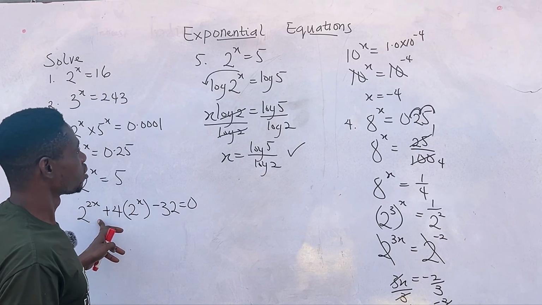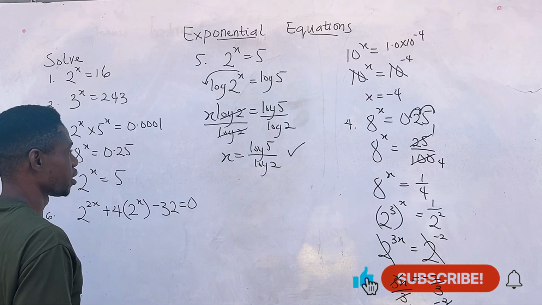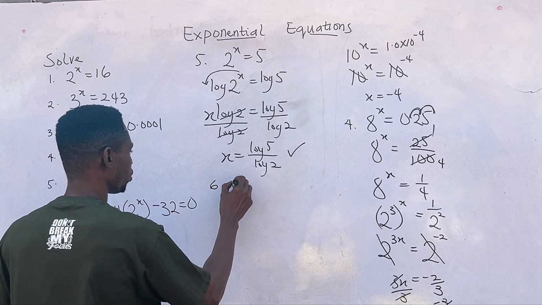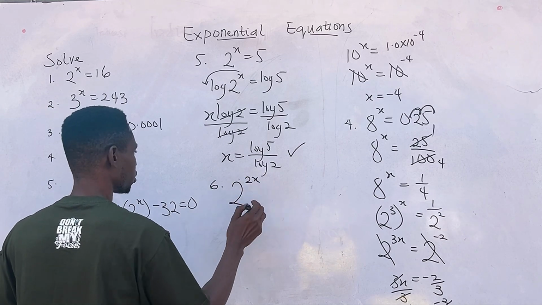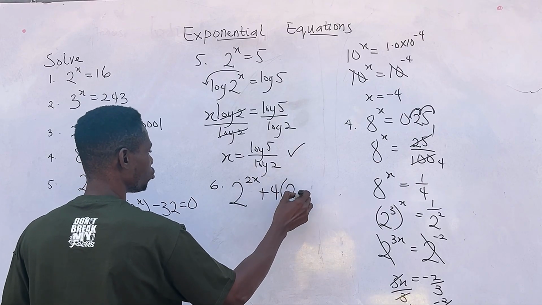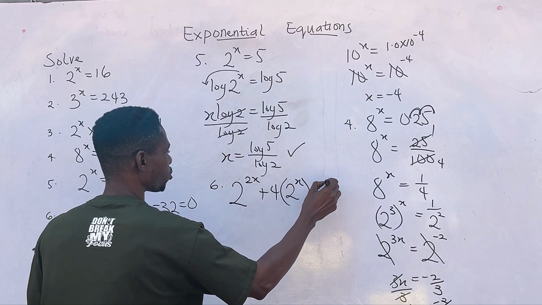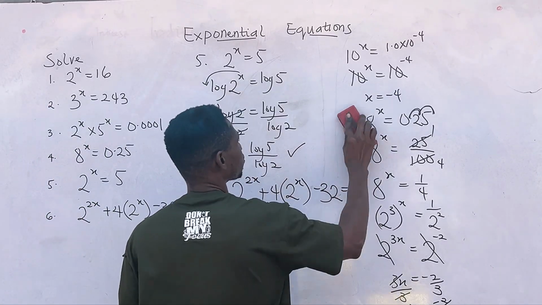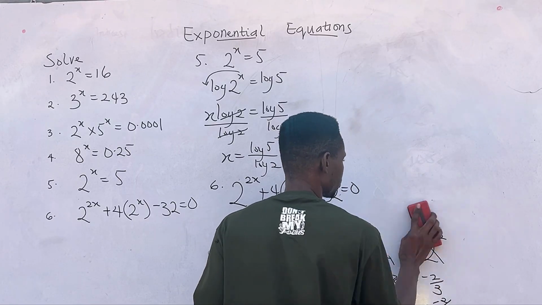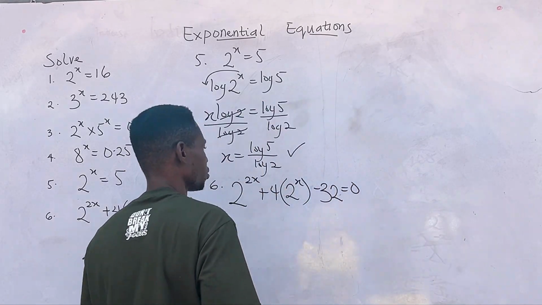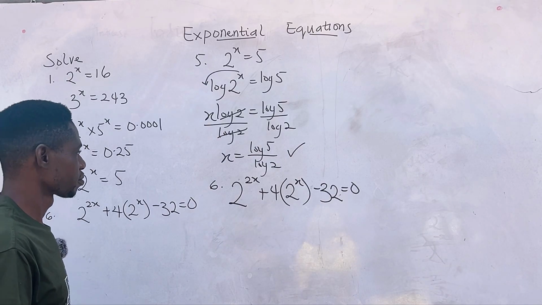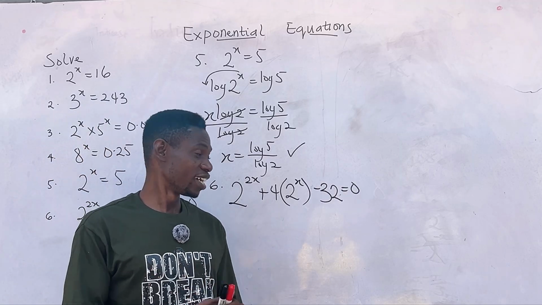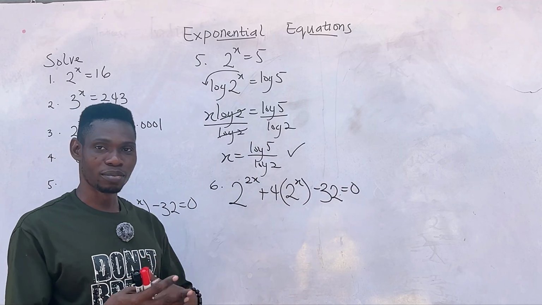So the last question on our list here says we should solve 2 raised to the power 2x plus 4 into 2 raised to the power x minus 32 equal to 0. So this one looks beyond the scope of our class, but let's go. The essence is to show you that there's more to it.